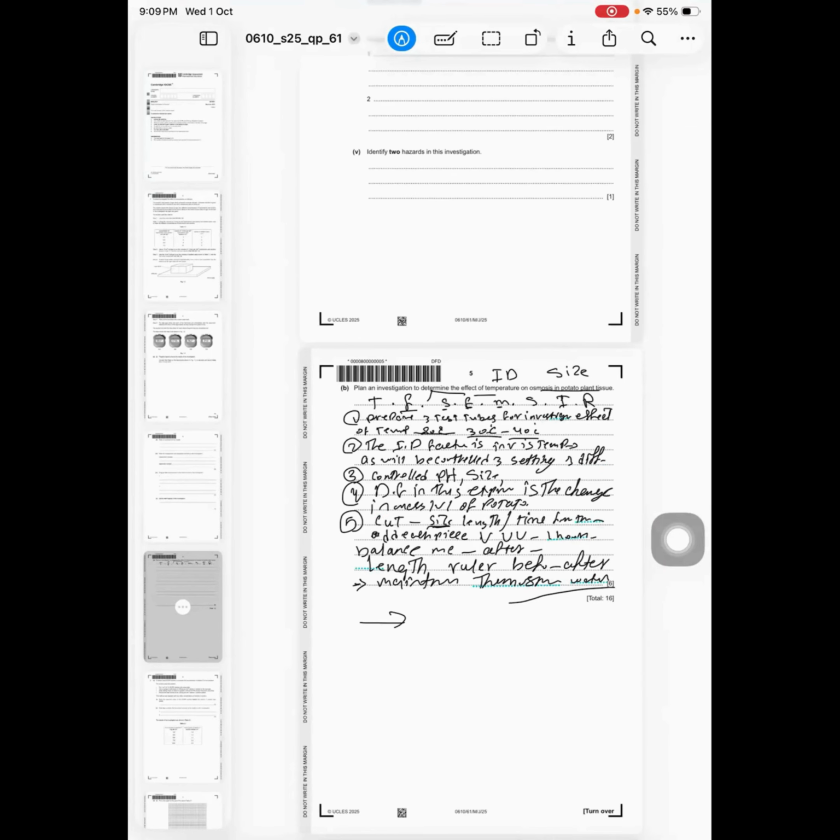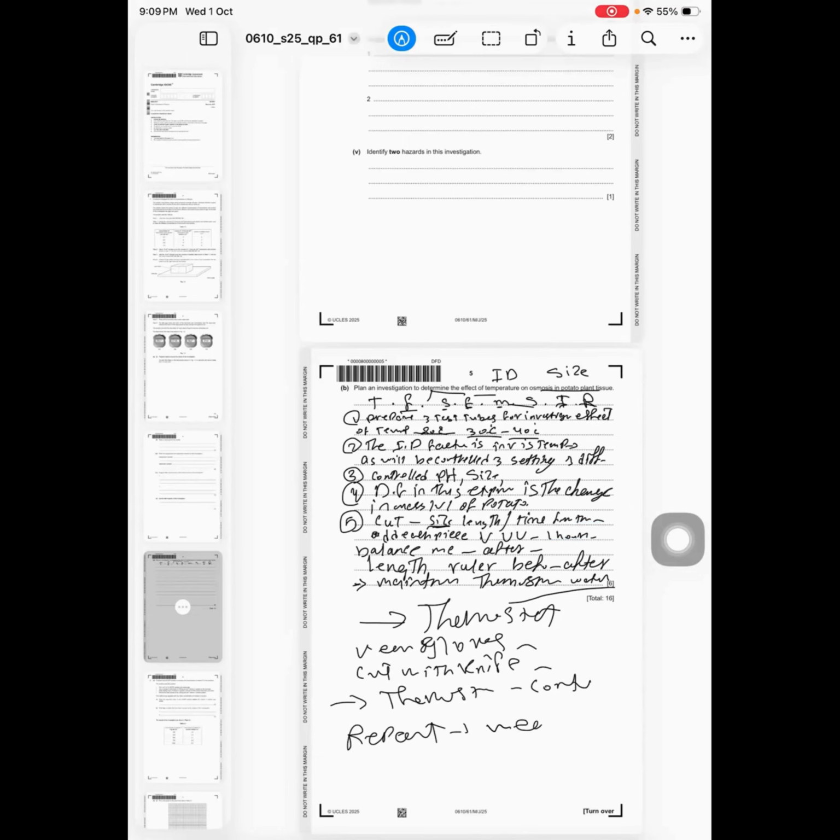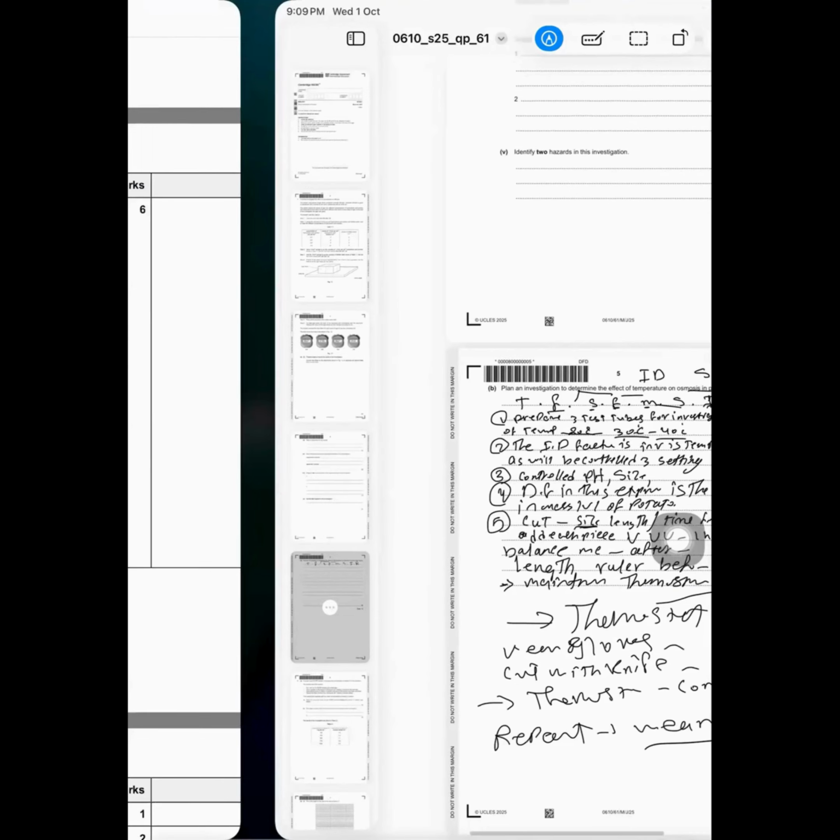How? Using this thermostat. Next, how we are going to mention the safety. Wear goggles, wear gloves. When you cut with a knife, take care not to cut your finger, or cut away from your finger. Improvement: you have to use a thermostatically controlled water bath to control the temperature. Or repeat, take your results and give a mean. Repeat 3 times and give a mean.